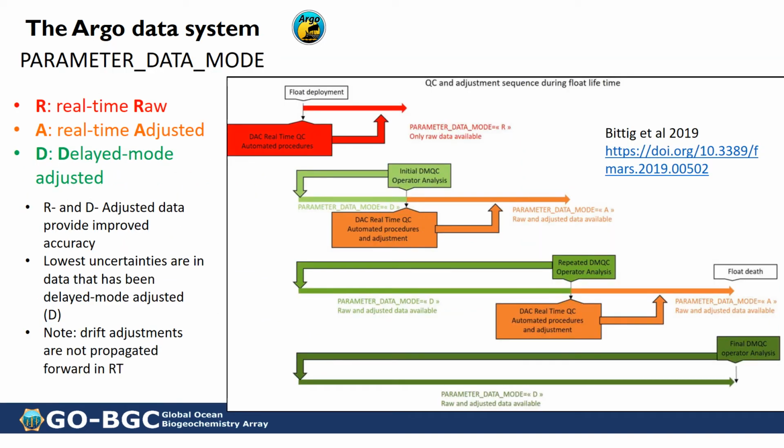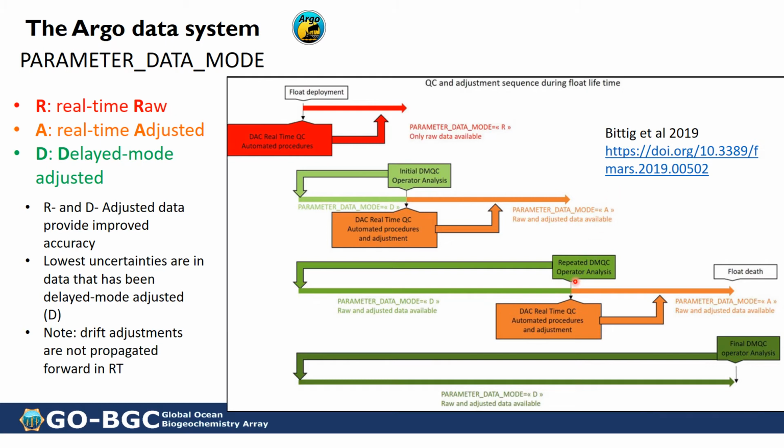Important to note that a float can receive a delayed mode quality assessment multiple times throughout its life. When a float is first deployed, data gets sent to the DAC in real time without adjustments, with parameter data mode R (raw). For a BGC float, initial delayed mode quality assessments are performed early in life, around the 5th or 6th cycle. The assessment is performed, adjustments are derived and applied to the data. Data receives parameter data mode D, and the adjustments get propagated forward in real time for incoming data, receiving parameter data mode A.